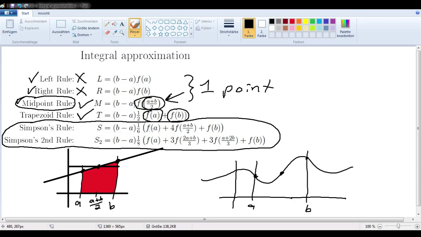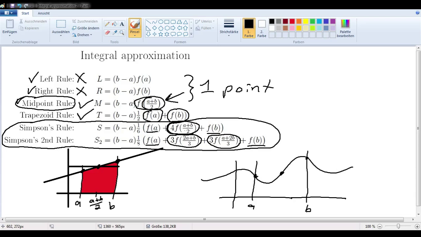F of A is not getting any extra weight. F of B is not getting extra weight. Which one's getting the extra weight? The one in the middle. The same thing if we look at Simpson's second rule. F of A, F of B, no extra weight. Which ones get more weight? The ones in the middle. And these two here are not exactly in the middle, they're only at the thirds, but they're also getting slightly less weight in comparison to the middle, right?